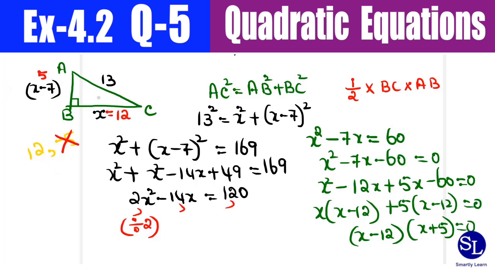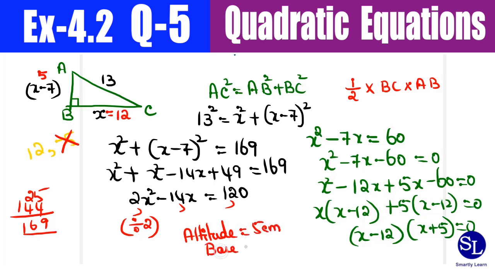Then let us check whether we are getting the Pythagoras triplet right. So 5 square is 25. 12 square is 144. If you add, you get 169, which is nothing but the 13 square. So our answer is correct. So you close the statement as: altitude of the triangle is equal to 5 centimeters. Base is equal to 12 centimeters.